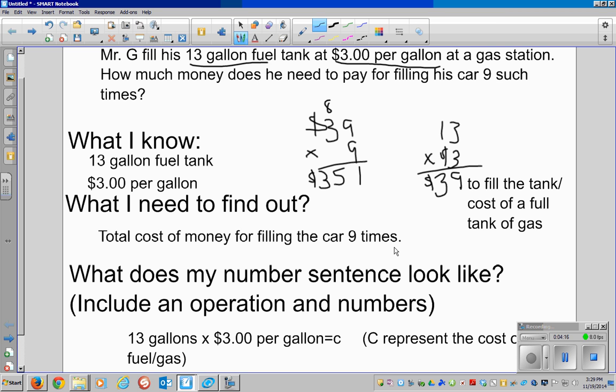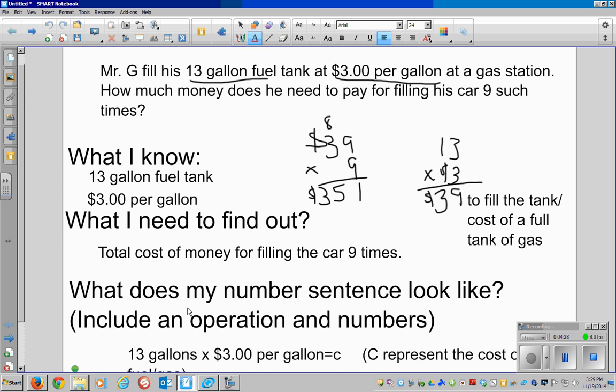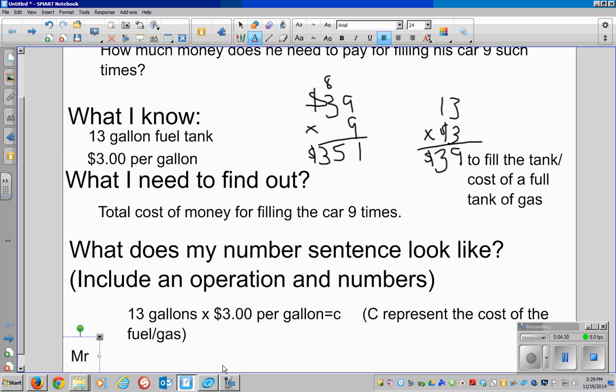And then now I need my full sentence answer. My answer I'll put down here at the bottom is, how much money does he need to pay for filling his car nine such times? Mr. G needs $351 to fill his car 9 times. So again, I need to do two steps in order to figure this out. I need to figure out how much it costs me to fill one tank of gas, and then I need to multiply that by 9.